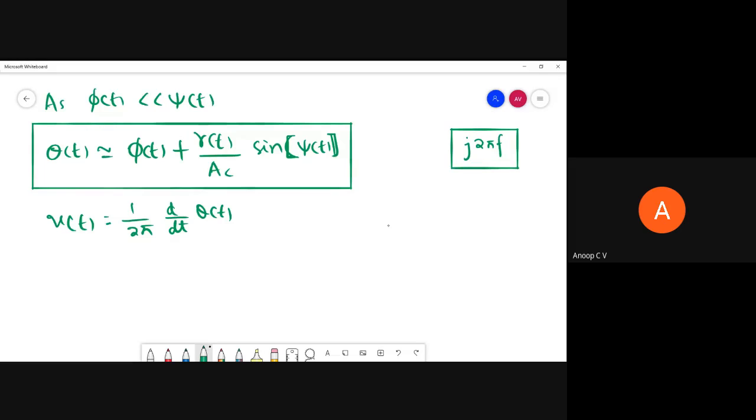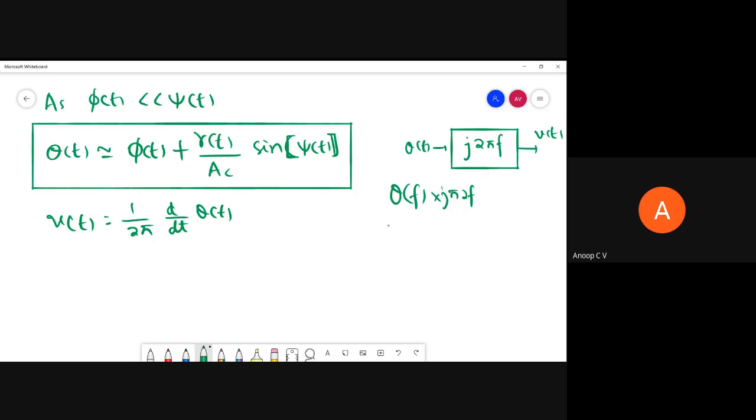So we are giving theta of t here. Theta of t is passed through this j 2 pi f, and we are getting something here. So that is v of t, or a j 2 pi f. When I say the transfer function is j 2 pi f, it is equivalent to multiplying theta of f, that is the Fourier transform of theta of t, with j 2 pi f. It is equivalent to multiplying the Fourier transform with the transfer function.